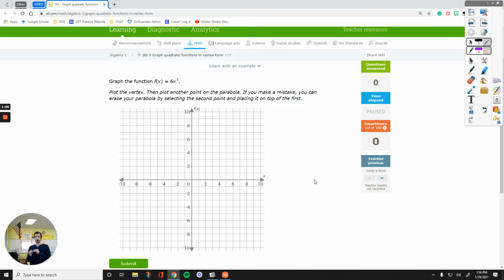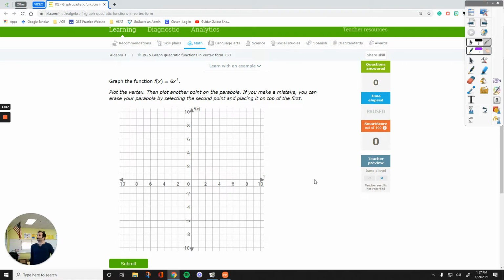And the last step is going to be plugging a number in for x and then finding the answer for y. That's going to give us another point, and then we will plot that point. We are going to be done. So for IXL, it's basically two steps. We don't need to figure out whether it's going to be upward or downward, I guess. But we will see. I haven't done this assignment, so this is my first time.